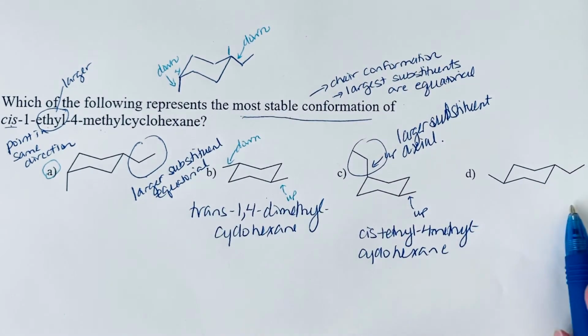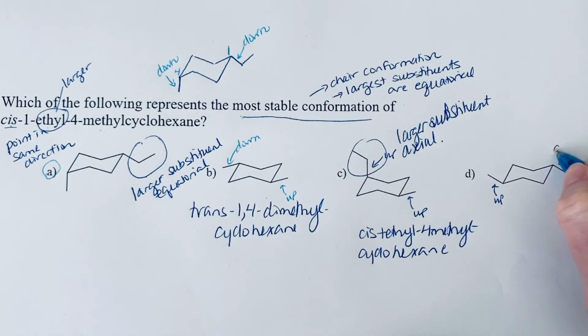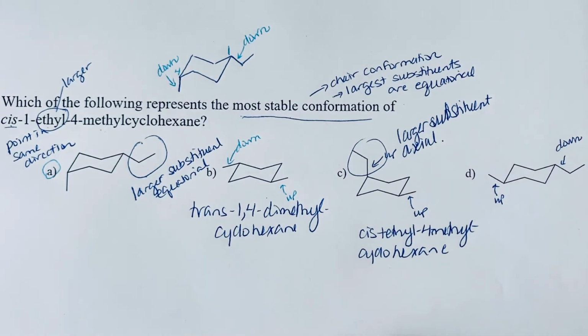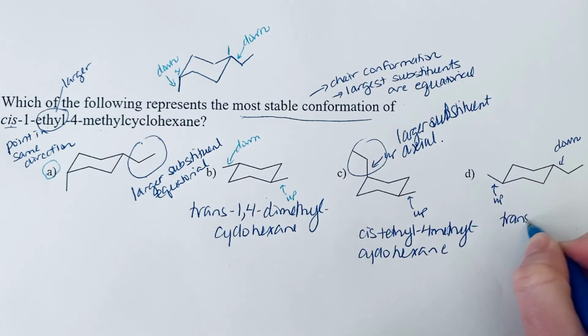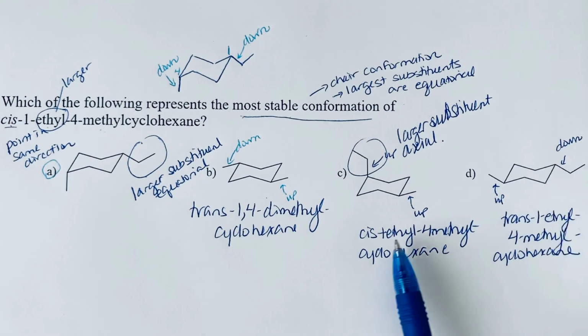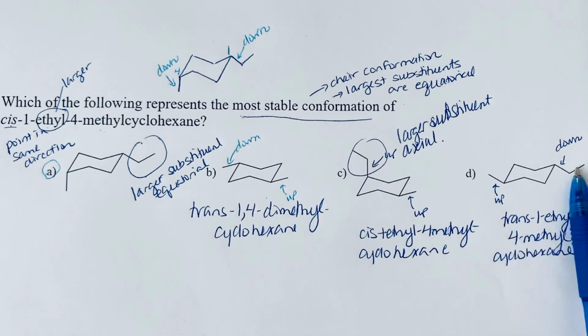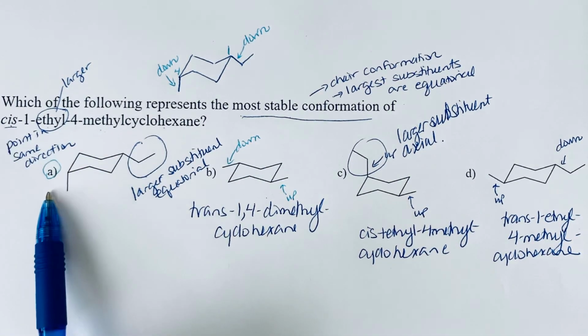And if we want to look at this very last one, we have a methyl group pointing up and an ethyl group pointing down. So this is the trans isomer of this molecule. This is trans 1-ethyl 4-methyl cyclohexane. So what we're seeing here is the trans isomer should be lower in energy than the cis isomer overall because you can get both of those groups equatorial, but we weren't asked for the most stable of any 1-ethyl 4-methyl cyclohexane. We were told we were looking for cis, so that's why A is the right answer.